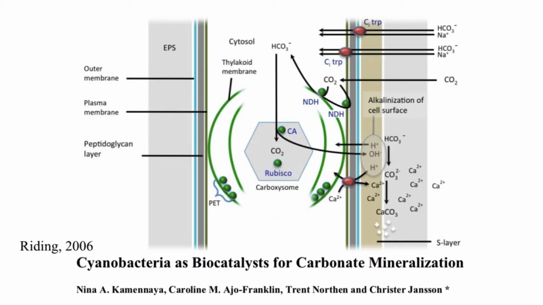There's also work that suggests that carbonate mineral precipitation associated with cyanobacteria occurs in the S layer that's part of the outer membrane where we have EPS. And so photosynthesis is going to raise pH locally, and this will drive the precipitation of carbonate minerals. And the type of carbonate mineral will depend on the environment.